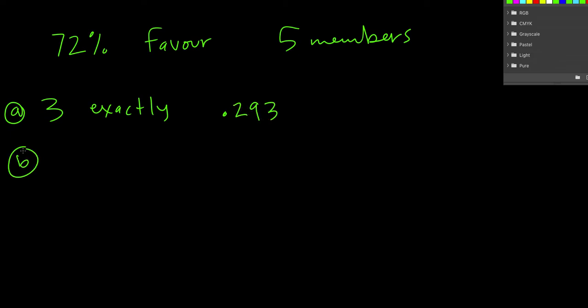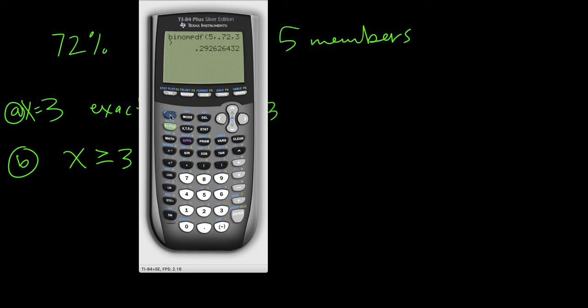Okay. Part B says at least 3 members are in favor of the changed conditions. So now it's x is greater than or equal to 3 instead of saying x is equal to 3 like before. Okay, so if we want to do something like that, we have to use the other function that you may have noticed. So we're going to go second, catalog. We're going to go down to CDF.